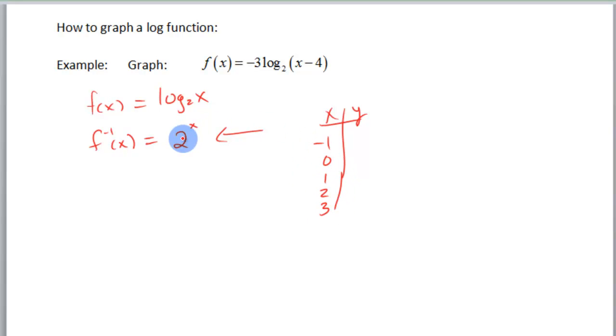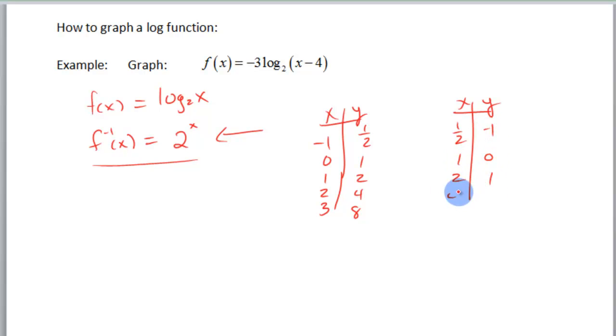If I put negative 1 in here, I get a half. 0 in there, I get 1, 1 in there, 2, 2 in there is 4, and 3 in there is 8. So the reason why I do that is because these guys are inverses. Now what that means is these are the x and y's for the exponential, but these are the x and y's for the log. All I do is I switch them around. That's what it means to be an inverse, that the domain and range are swapped. Okay? Now this is the log graph.